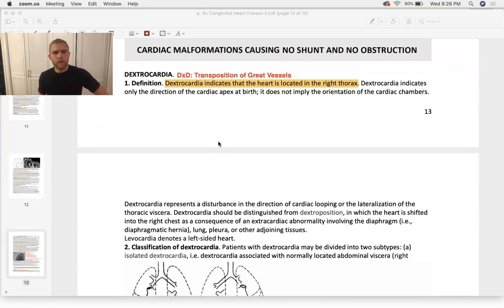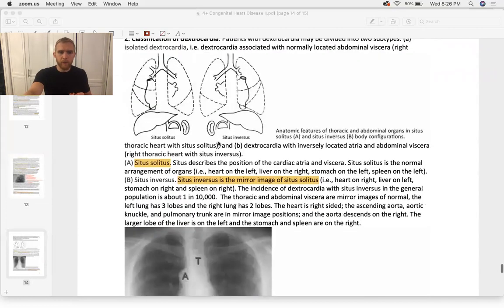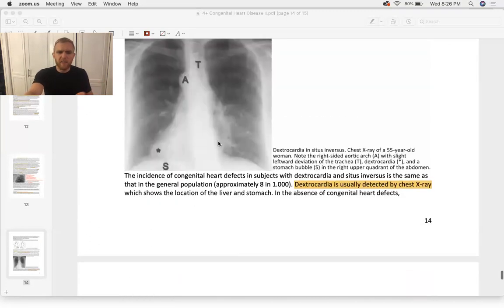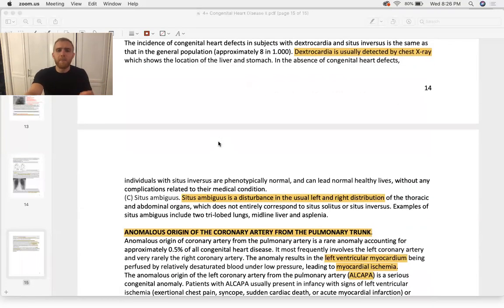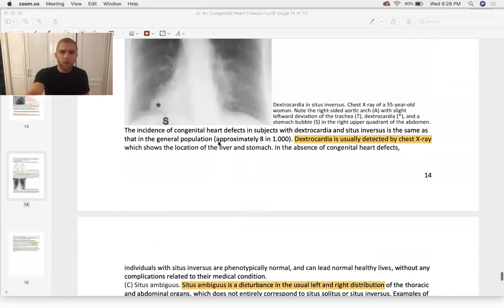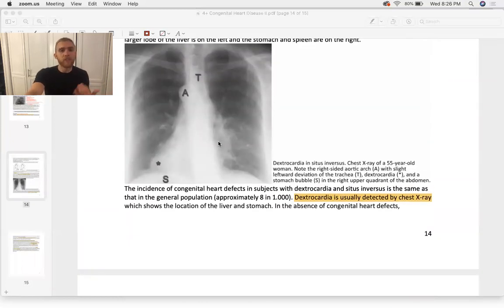The final part of this SDL is cardiac malformations causing no shunt and no obstruction. And this is where we get into dextrocardia. And I believe that the exam question here is going to be just a very simple, you get a picture of pathology and it's ABCD. Dextrocardia, transposition of the great vessels, situs solitus, situs inversus, and then maybe situs ambiguus, and you just have to be able to discern which of these flip-flop hearts it actually is. Make the diagnosis on a flip-flopped heart.